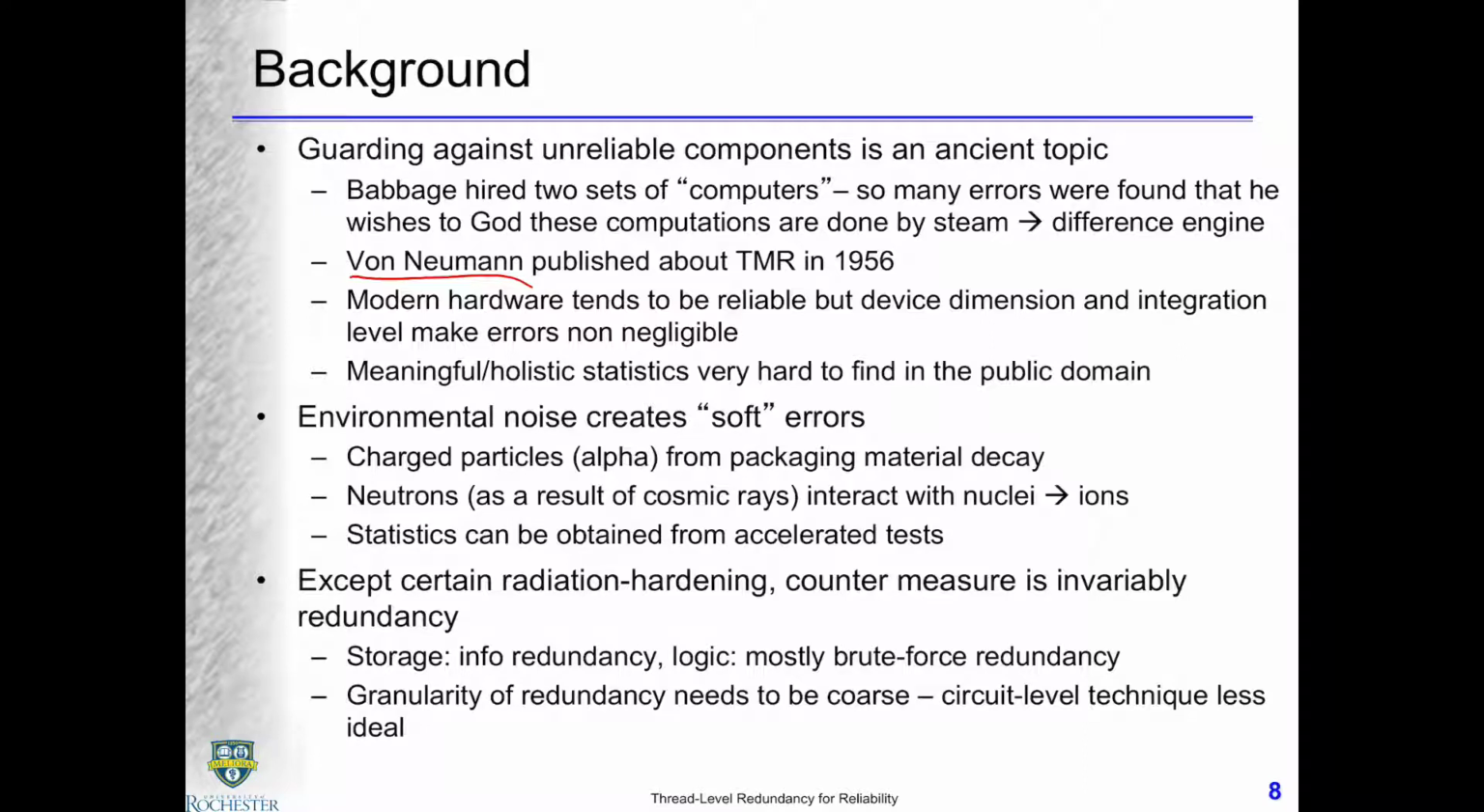There are some radiation hardening mechanisms. Okay. For instance, using a different substrate or put your system in a lead box and hope for the best. You have to do that when you're doing a space mission, for instance. But barring these special things for special purpose devices, by and large, the countermeasure is just redundancy. Okay. Information redundancy can be used in storage. You have error correction code.